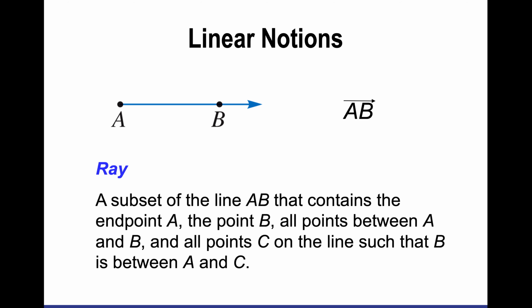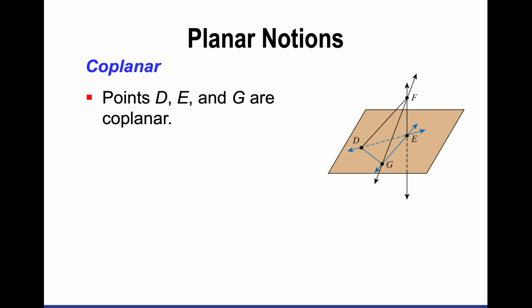A ray is like a line, but it extends forever only in one direction. In a ray, we use the starting point, so that finite point A, and then we can use any point after point A. So you just have to use that origination point when you're naming a ray, and the ray has an arrow in one direction.